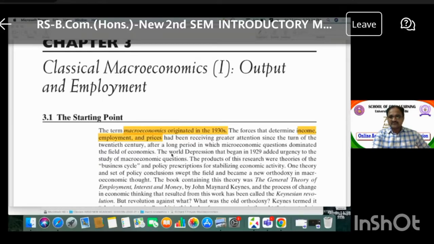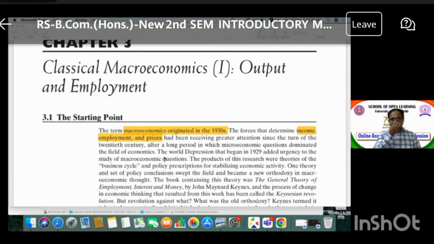The concept of today's class is the classical theory of employment, or classical theory of income determination. In the exam, they can ask about the classical theory, right? Critically examine the classical theory of employment or classical theory of income determination. Last year, I think, they asked to critically examine the classical theory of employment. So what is the classical theory?